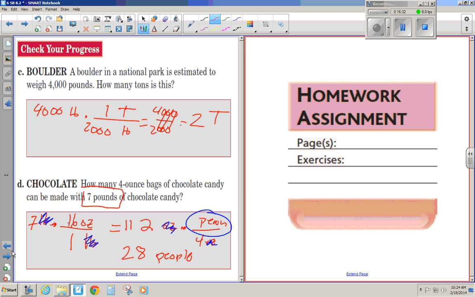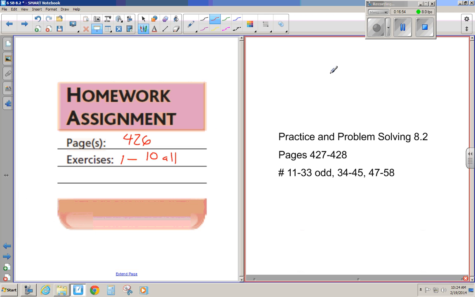All right, so there was a lot there. Make sure you bring your notes, and make sure you try page 426, numbers 1 to 10, all. Give them a try. And as usual, we will work on this in class.